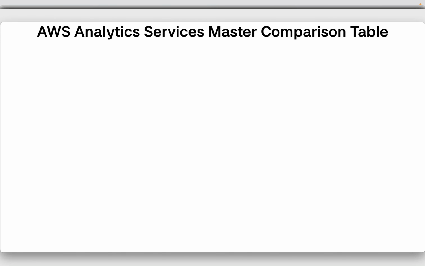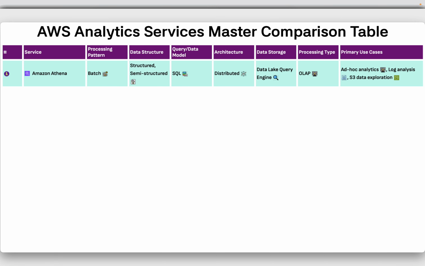So AWS Analytics Services Master Comparison Table. This will have all 20 services and what they do at a very high level. First, Athena. Processing pattern is batch, and the data structure is structured or semi-structured. The query or data model we use is SQL, and architecture is distributed. Data storage is a data lake query engine. Processing type is OLAP, online analytical processing, or OLTP. So there are 2 processing types. Primary use cases are ad hoc analytics, log analysis, and S3 data exploration.